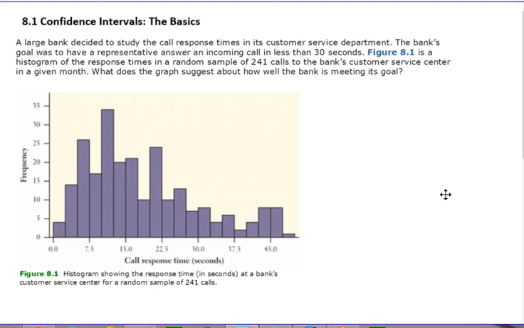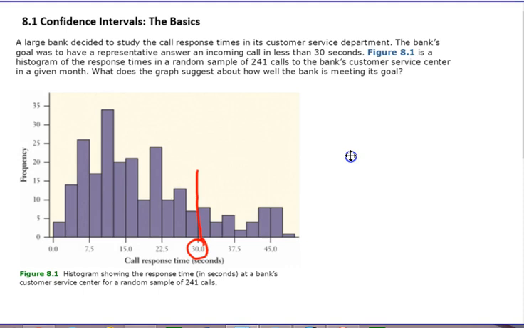Well, if you notice, 30 is right here, and we see that the vast majority of the calls are less than 30 seconds. So you might interpret that the bank seems to be meeting its goal fairly well because the majority of calls are answered within 30 seconds. There are a few that are higher, and they're not much higher, 45 seconds, so the bank seems to be meeting its goal fairly well based on this sample of 241 calls.